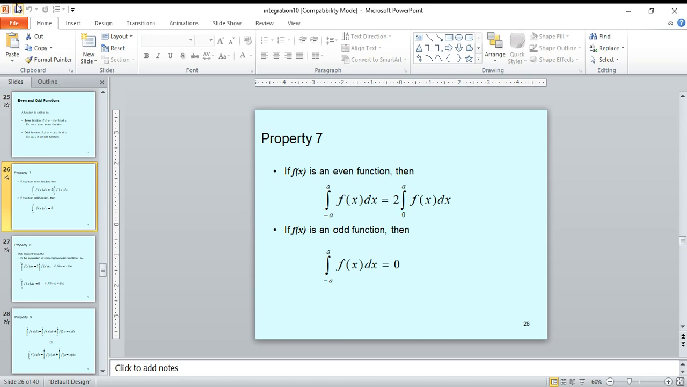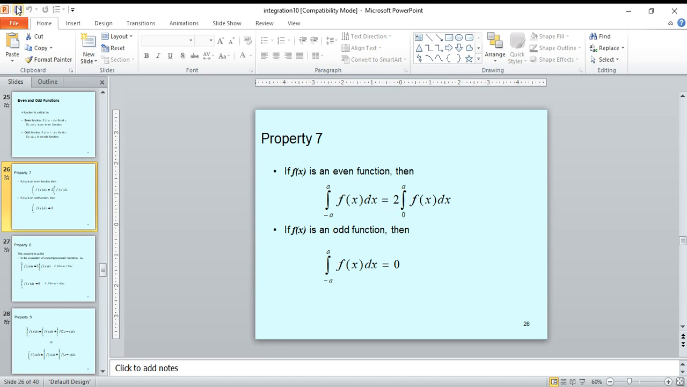Property 7. If f of x is an even function, then integration minus a to plus a f of x dx equals 2 into integration 0 to a f of x dx. No need to apply the upper interval two times, simply apply lower interval as 0. So if f of x is an even function, then integration minus a to plus a f of x dx equals 2 into integration 0 to a f of x dx. Apply lower interval 0 and multiply by 2 whenever f of x is an even function.